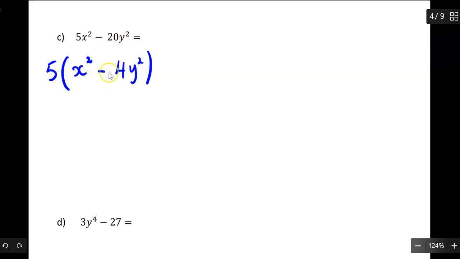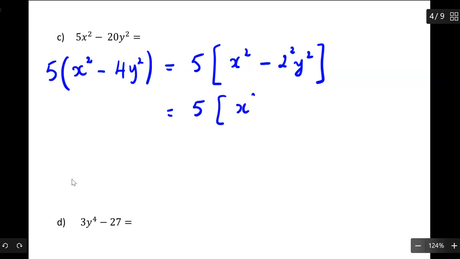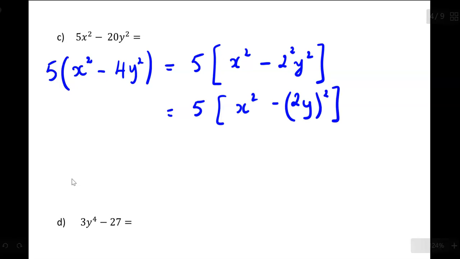And we need to apply the difference of squares here. Step by step, I will write this as 2 squared y squared. I'm writing it like this so that I can combine this and make that as 2y, all of it in the bracket squared, and then close the bracket, because I'm applying these formulas. So this should be the end.